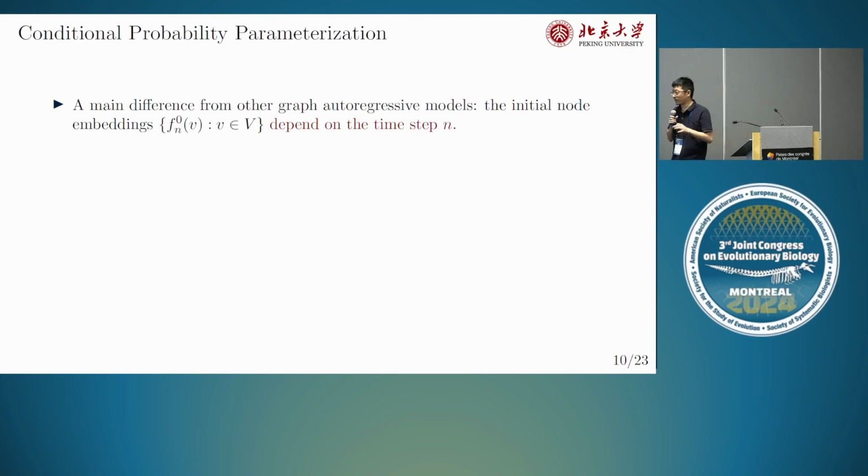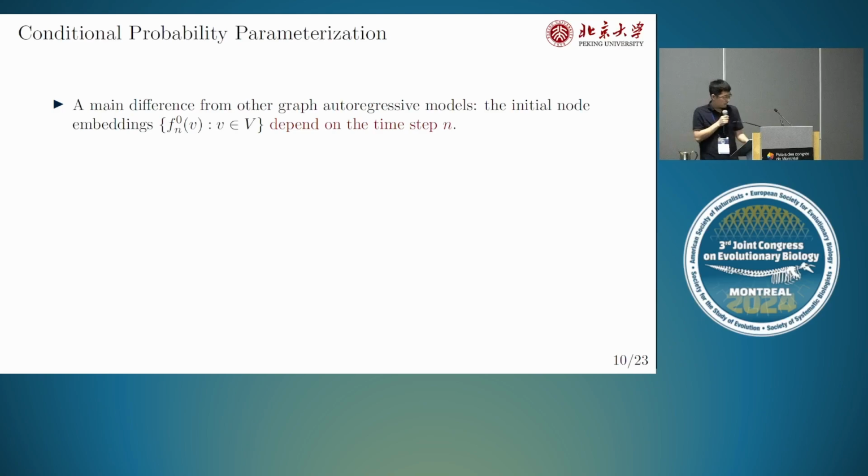And that will change again, because every time you redo this energy minimization, you will get a new set of initial features. And that is different from traditional graph autoregressive models, because in that case, the nodes have a fixed feature, but now we have a dynamic feature.